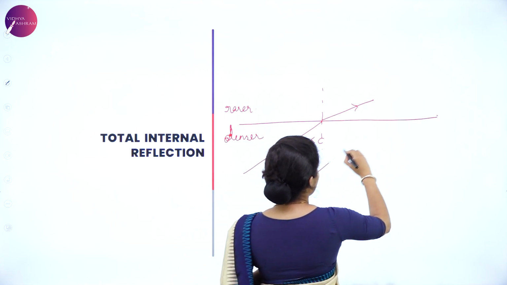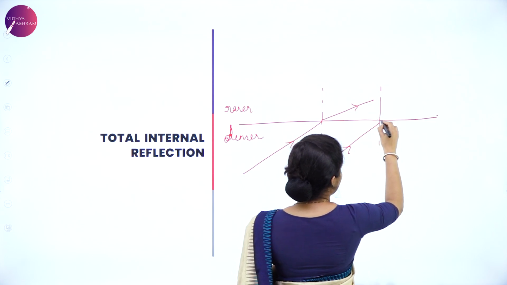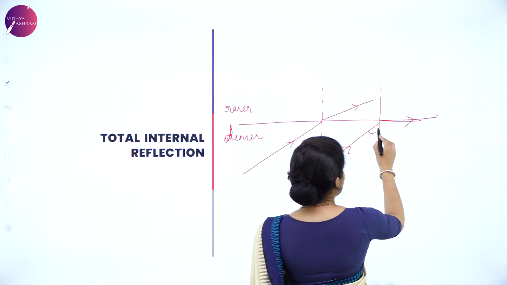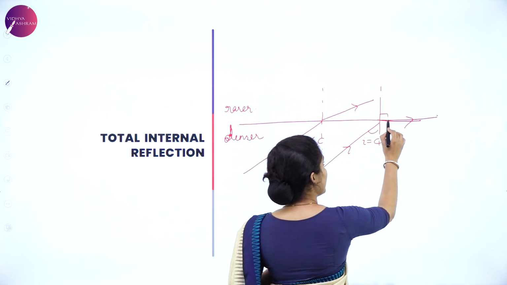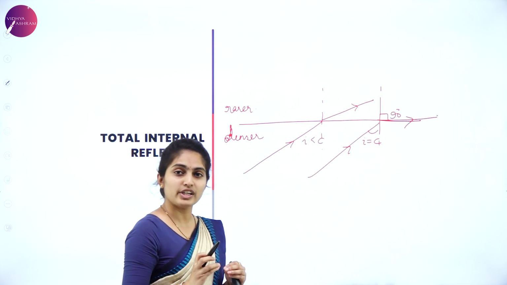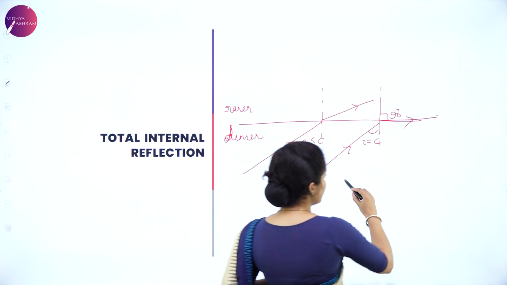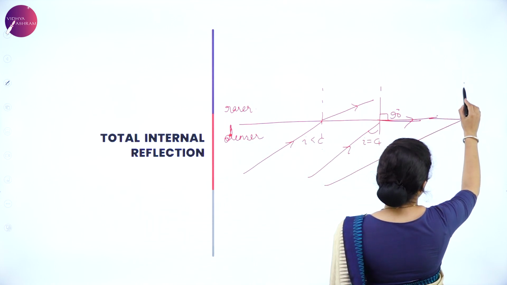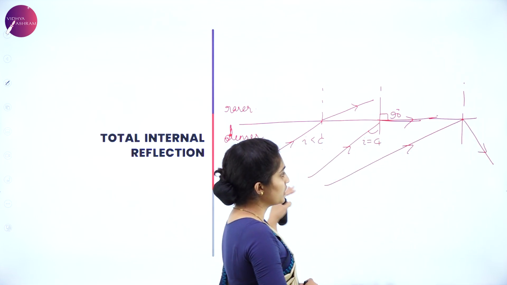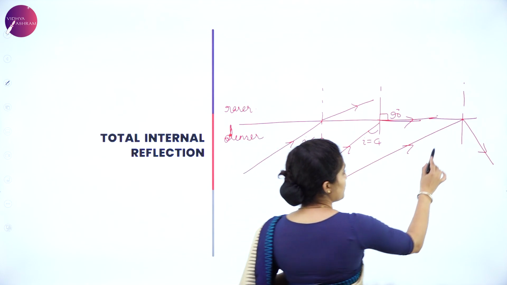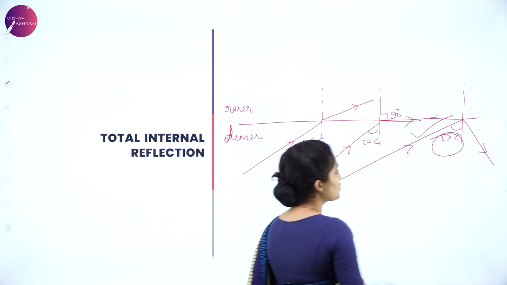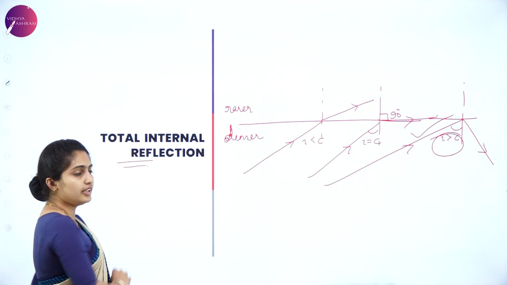Next, when the ray of light is incident in such a way that the refracted angle is 90 degrees, then the angle of incidence is equal to the critical angle. Total internal reflection takes place only if the angle of incidence is greater than the critical angle. So for an angle greater than the critical angle, with respect to the normal, the ray gets reflected back. So the third case holds good for total internal reflection.